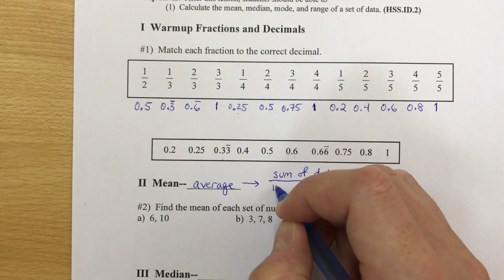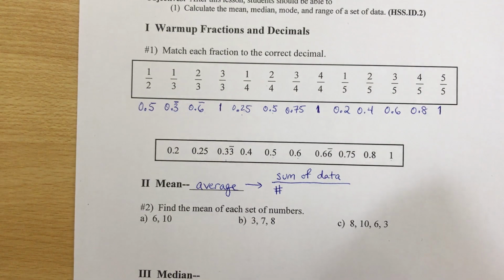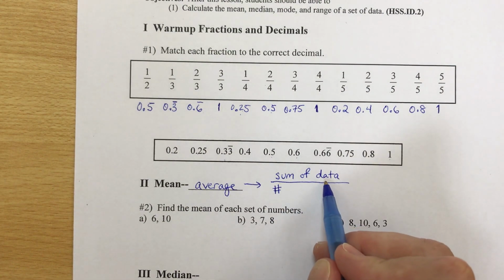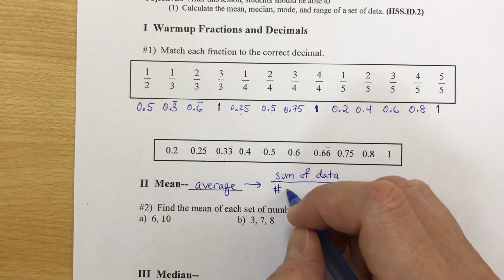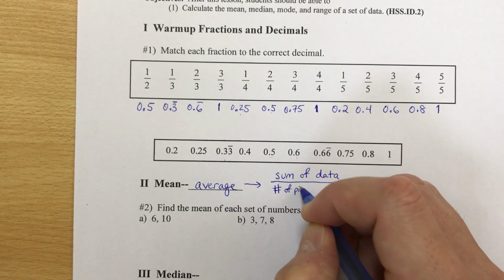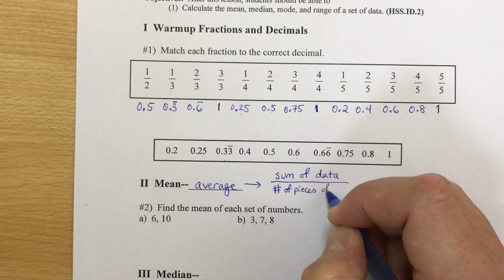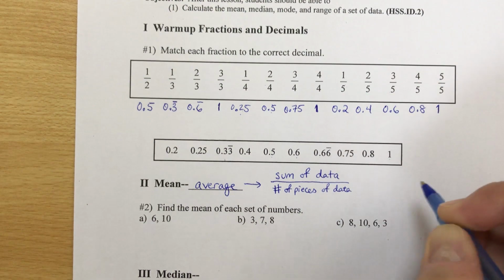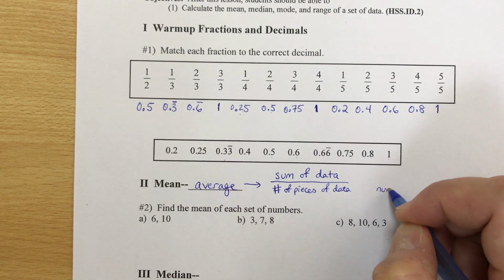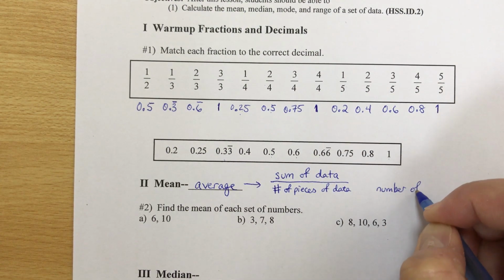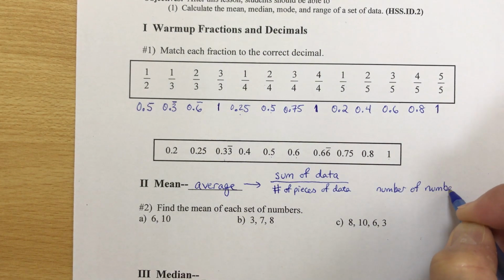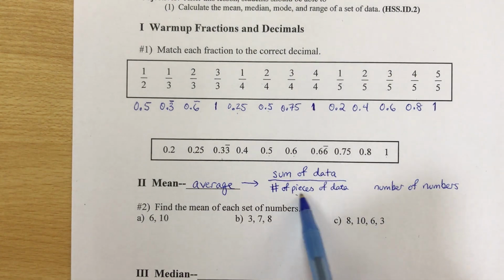So I'm going to write, there's my little number symbol there. So we take the sum of the data, we add it all up, and then we divide by the number of pieces of data. The way I describe it, I like to say the number of numbers. The number of numbers is another way to say this.